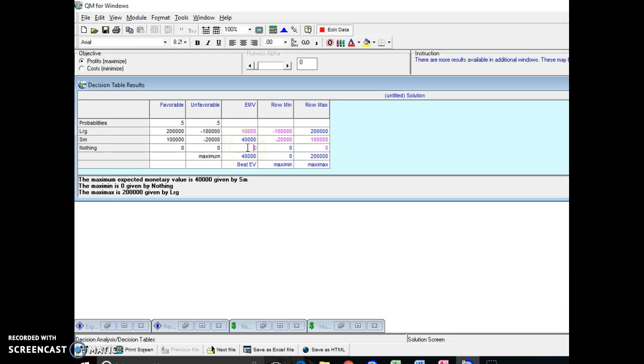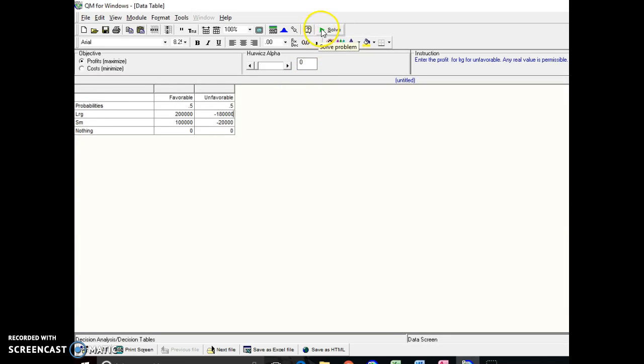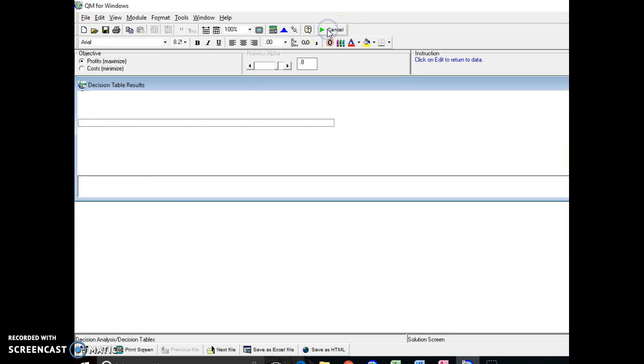The last thing we probably want to talk about is the Horowitz criterion. And for instance, I'll go back to edit data. And we can set, I think in class we were looking at a 0.80 for a Horowitz. And what it does is it imposes 80% for a favorable market and 20% for an unfavorable market. And we can actually just put the Horowitz alpha in there, click solve.